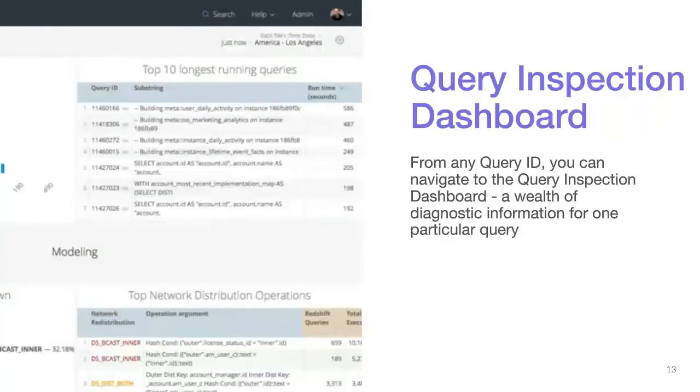And this is where we believe that Looker really shines. It brings together all of the query-specific information from your Redshift system tables in a really comprehensive view. And obviously, this is available for any query that you decide to drill into from the larger dashboard that shows the aggregate amount of queries that you're running across your instance.